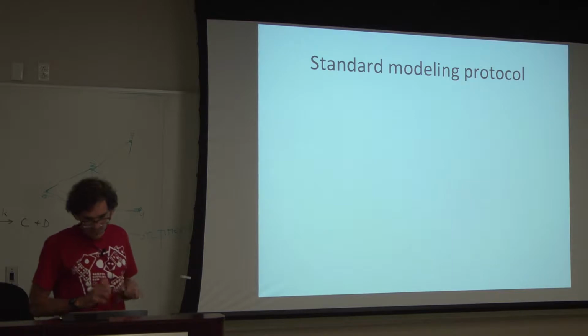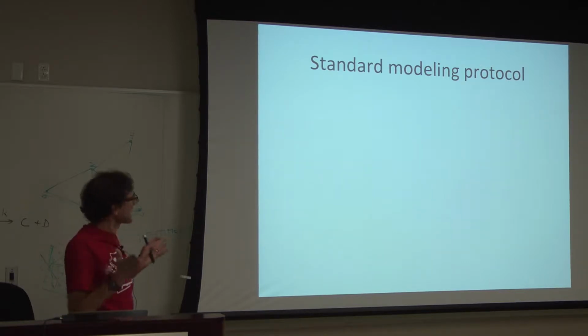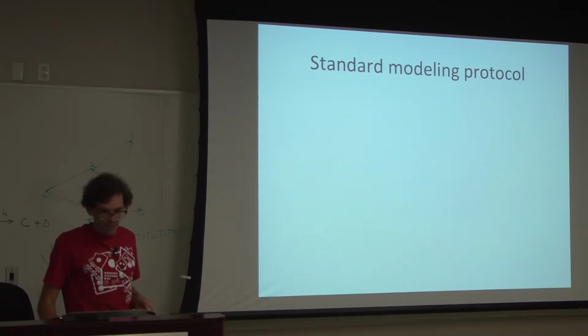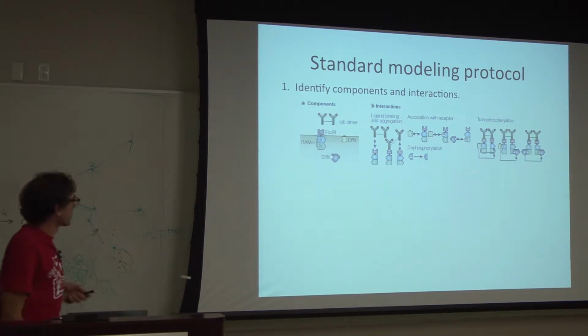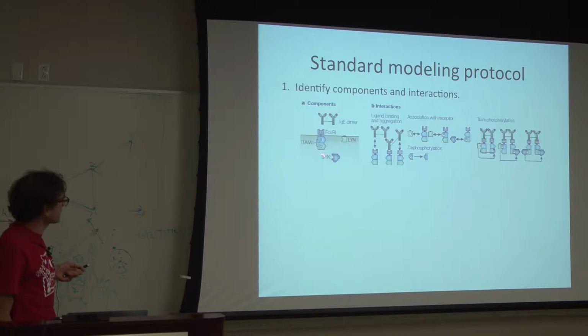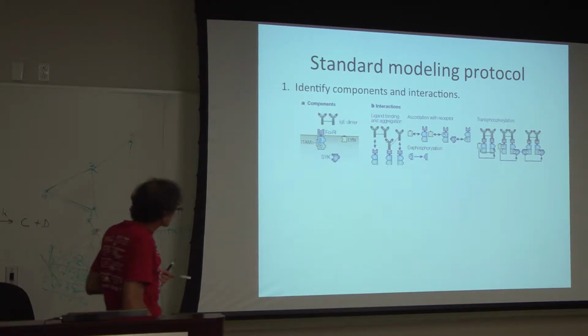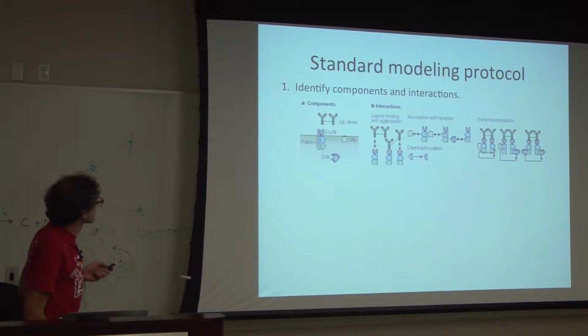So let's talk a little bit about, okay, what's the standard way that you write a reaction network model for one of these systems? I have nice pictures from our studies of receptors in the immune system. This is the IgE receptor. IgE is an antibody that's produced largely as a component of allergic responses.